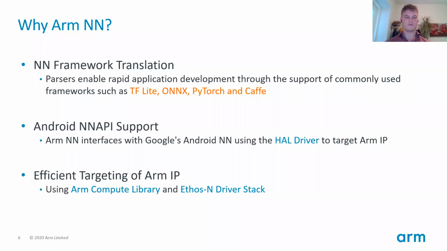And then for performance, which is the main benefit that you get from ARM-N, we'll illustrate that in the next slide. You can get some massive performance improvements through efficient targeting of ARM IP. This is using the optimized functions in the ARM compute library for ARM CPUs and GPUs, and also the Ethos-N driver stack, which is the supporting software around our recently released neural network processors.